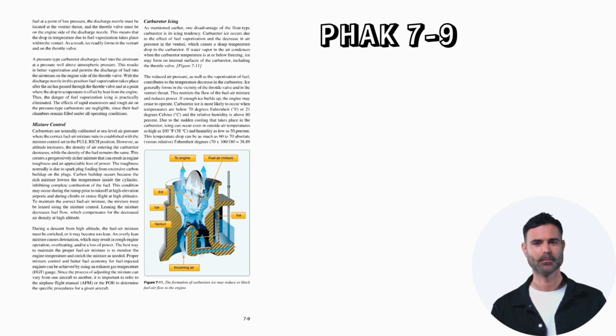Carburetor icing. As mentioned earlier, one disadvantage of the float-type carburetor is its icing tendency. Carburetor ice occurs due to the effect of fuel vaporization and the decrease in air pressure in the venturi, which causes a sharp temperature drop in the carburetor. If water vapor in the air condenses when the carburetor temperature is at or below freezing, ice may form on internal surfaces of the carburetor, including the throttle valve.